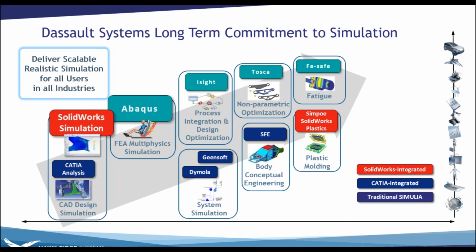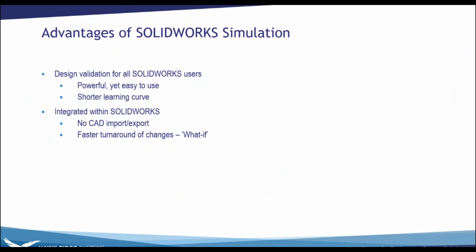We're not going to talk about them today, but Isight is a design automation tool that gives you the ability to test the robustness of your tools and to explore your design space. Tosca is a non-parametric optimizer for topology optimization. FE-safe is a really robust fatigue and durability tool that goes well beyond the capabilities that you're familiar with in SolidWorks simulation. There's also SIMPOE, which on the SolidWorks side is SolidWorks Plastics, SFE, Geo-soft, and Dymola, and even SIMPACK has been added to their tool set.